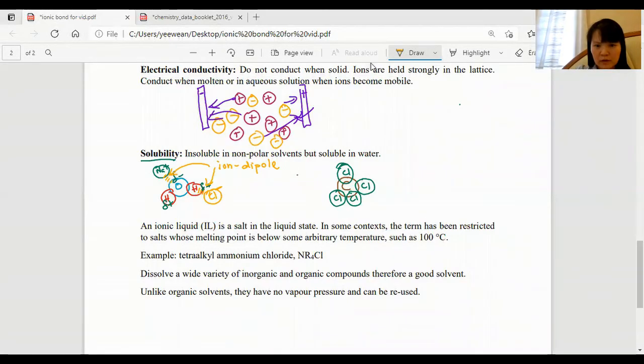Although the bonds between C and Cl here are polar, they cancel out because of the tetrahedral shape. So there is no permanent dipole in CCl4, so the Na and the Cl are not attracted to it, so it's not soluble in non-polar solvents.